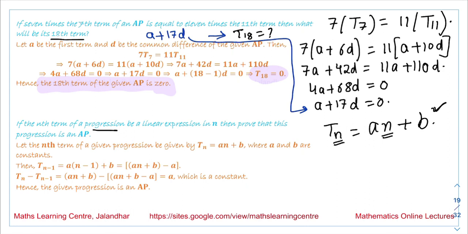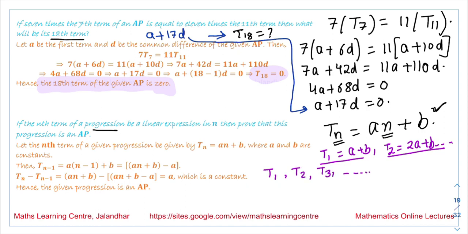So to prove it is an AP, we have to prove that the terms that we will obtain, T1 is equal to a plus b, then T2 is equal to 2a plus b, likewise. We have to prove that this is an AP. So we are considering any two consecutive terms. Suppose the AP is T1, T2, T3, then we have some term Tn minus 1, then some term Tn, and so on.